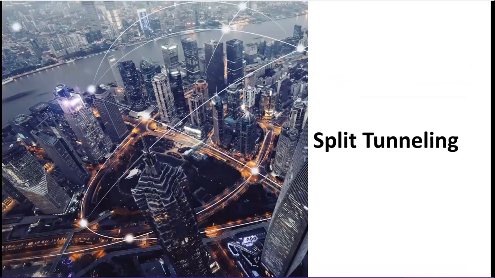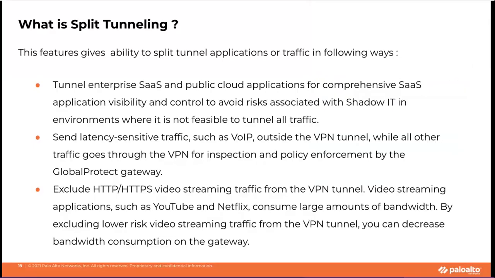Another topic we have is split tunneling. Split tunneling gives you the ability to split tunnel applications or traffic. You can tunnel enterprise, SaaS, and public cloud applications for comprehensive SaaS visibility and control to avoid risk, with shadow IT environments where it's not feasible to tunnel the traffic. You can send latency sensitive traffic such as voice over IP or VoIP outside the VPN tunnel. You can exclude HTTP or HTTPS video streaming traffic from the VPN tunnel, such as YouTube, Netflix, which consume a large amount of bandwidth.